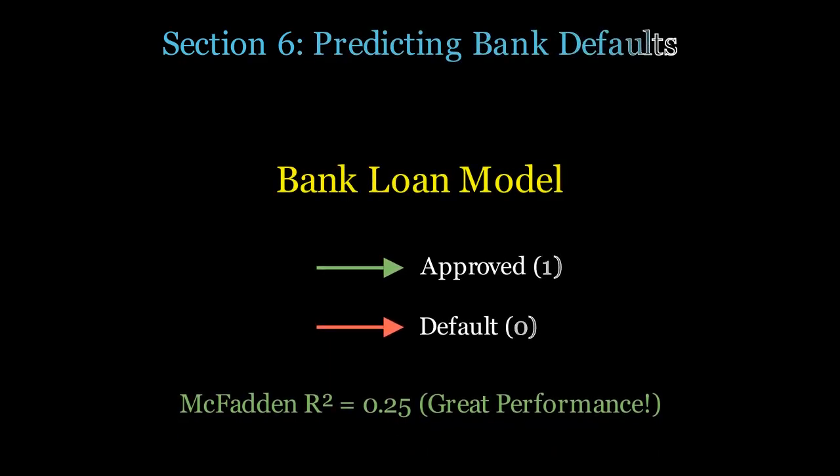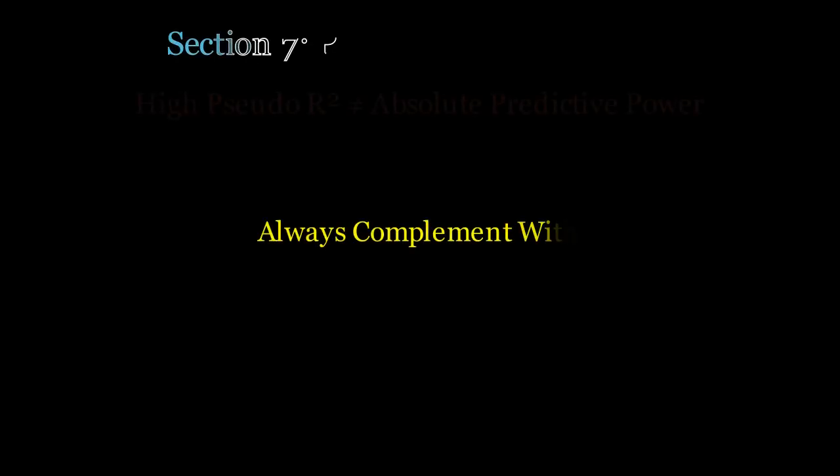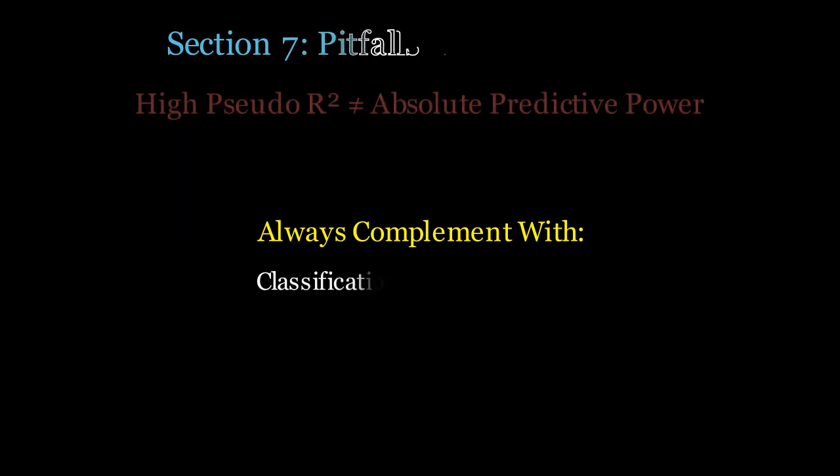Section 6. Practical application, predicting bank loan defaults. Imagine a bank using a Logit model to decide who gets a loan. If the McFadden R-squared is 0.25, the model is actually performing quite well in a real-world setting. We must interpret these numbers in context. Predicting human behavior is noisier than predicting physical phenomena.